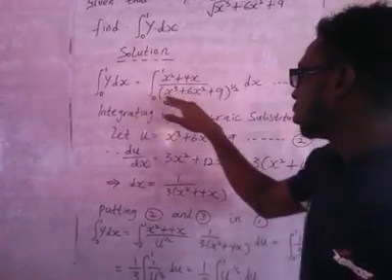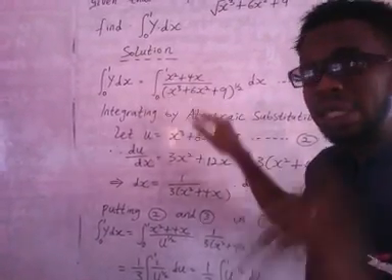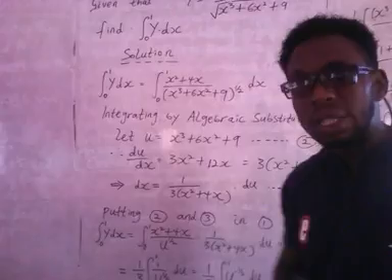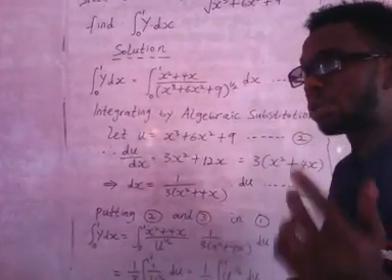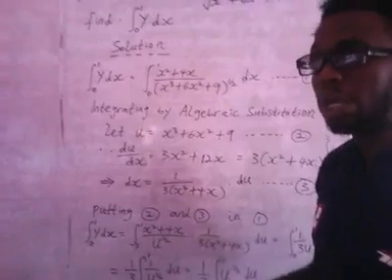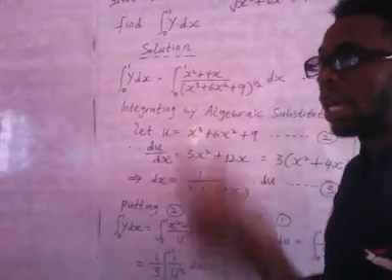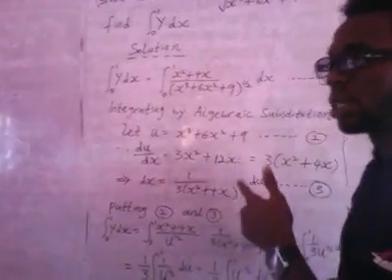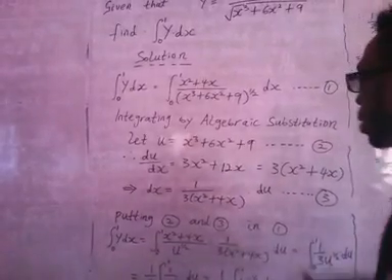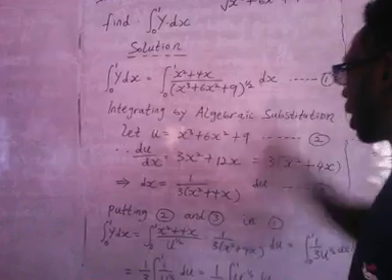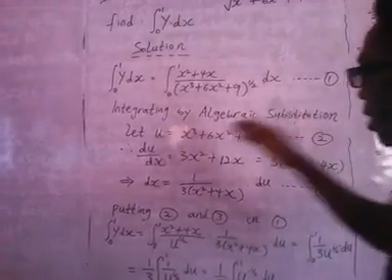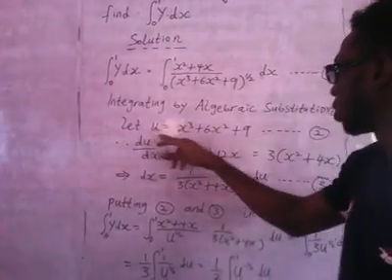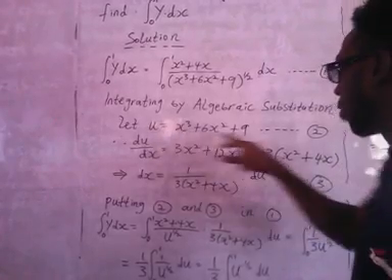You can see that when you differentiate the numerator, it can cancel out the numerator. That is how you know that integration by algebraic substitution can give you a solution to that integration given to you. So let us take a glance at what we have here.